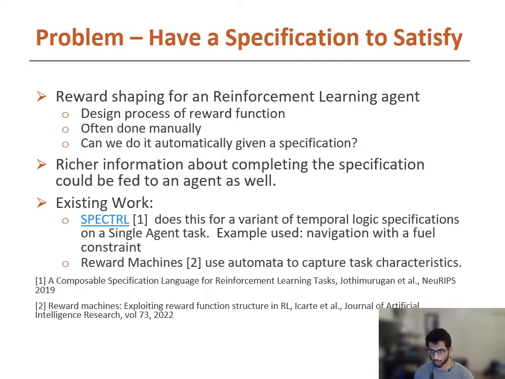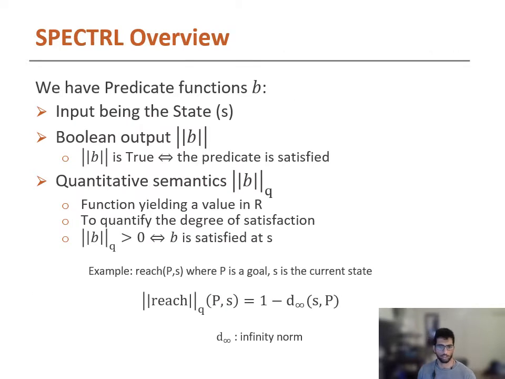One of them is Spectral, where they use a temporal logic variant, and this is done on a single agent task, with the example being navigation in a 2D plane. And another work is reward machines, where they define an automata to capture the task at hand, and this is used to create the reward signal for the agents. We choose Spectral as the basis for our work.